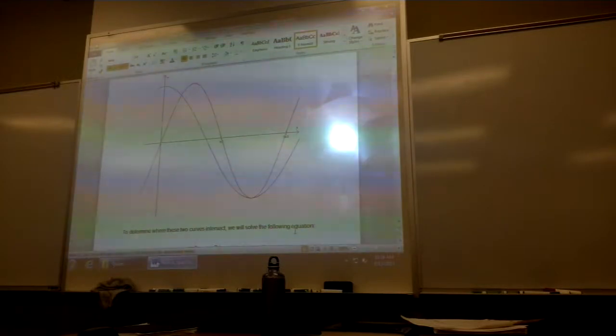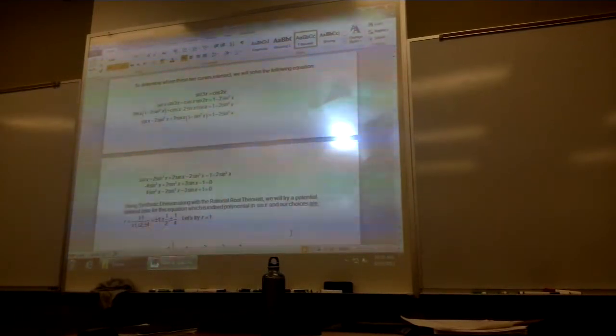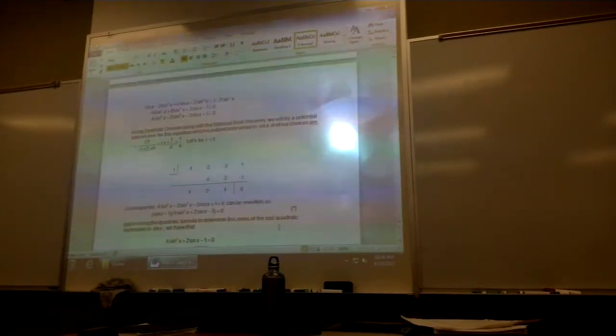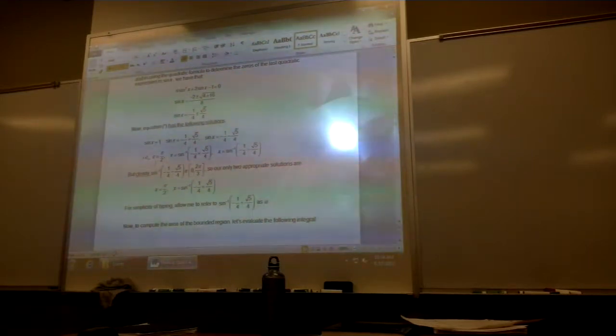My picture looks great now. I came up with intersecting points using the rational root theorem anyway. Well, after maybe a couple pages. Pi halves. And then these guys. So I guess here and there.